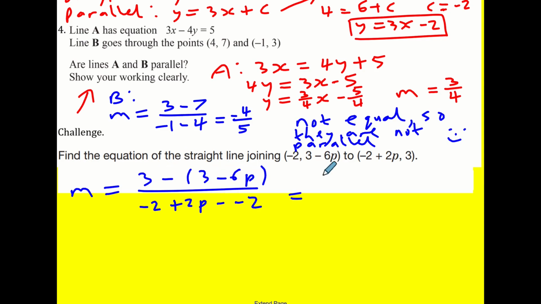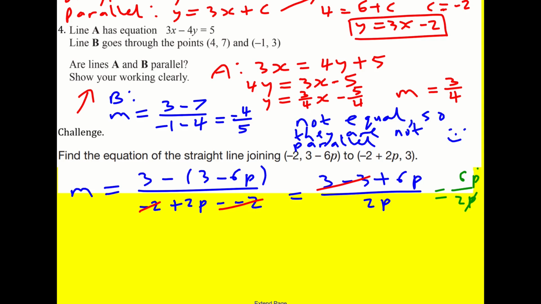I put a bracket around here because I'm minusing the whole thing. This becomes 3 minus 3 plus 6p. And down here, this becomes plus 2, which cancels with the minus 2. And additionally, the 3 minus 3 cancels, and then I get 6p over 2p. The p cancel, and I'm left with 3. So I've got a nice gradient from that coordinate.